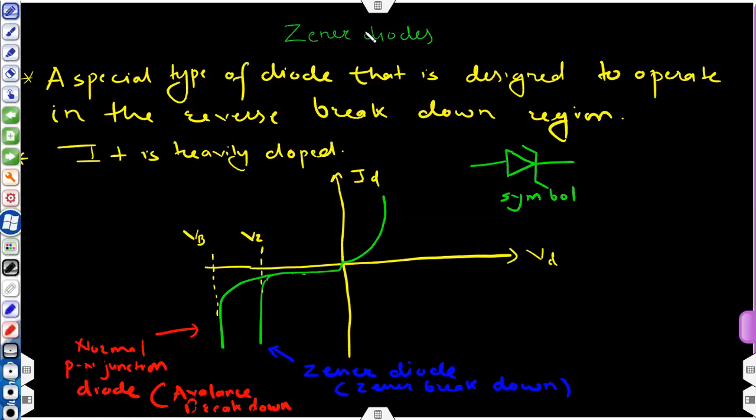Okay, so the next topic is Zener diodes. The properties of Zener diode and its application I will be covering in the subsequent lectures, and then we will start BJT. So Zener diode is a special type of diode.